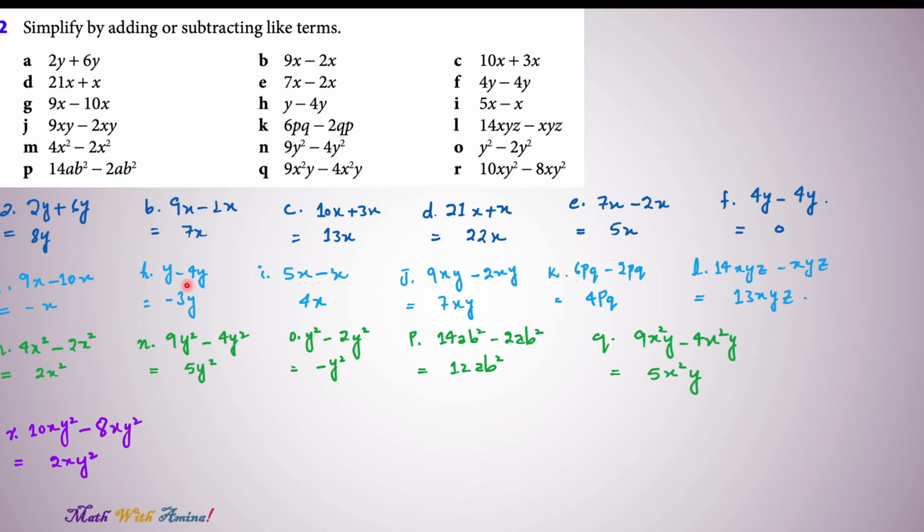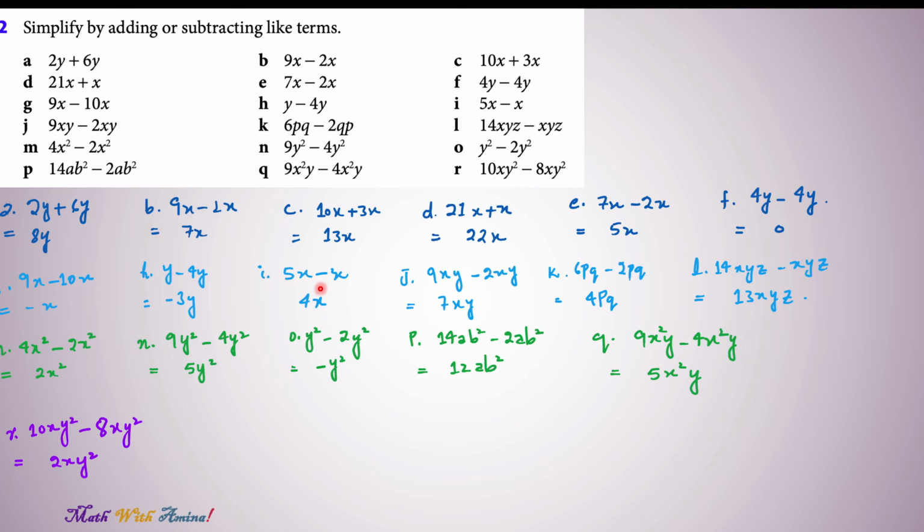Next is y minus 4y. So again, from 1, 4 is being subtracted. When from a smaller number a larger number is subtracted, we get the negative sign. We will have minus 3y. As you can see, there is nothing next to the y, so it means it is 1. Most of the time when it is 1, we do not write it, but it is there. Next we have 5x minus x. We subtract 1 from 5, so we get 4x.